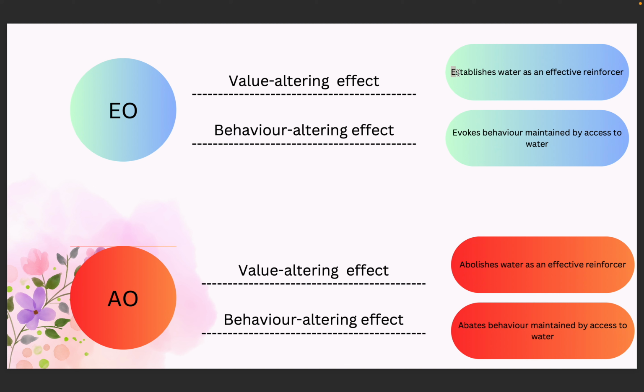Okay, so look at these terms. E goes with our E: evokes behavior because the value of something is increased. And then our A goes with our A: our behavior is going to be abated when the value of something is decreased.